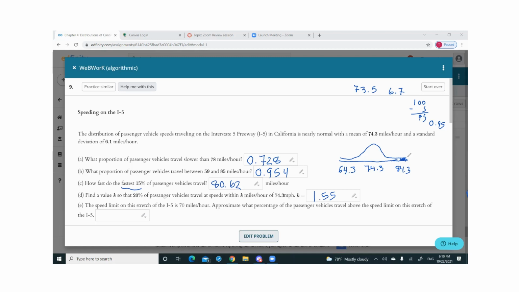Do you remember what you put in for your values for the inverse norm? I put 0.95. Oh, we're not using normal CDF, are we? No, we're using inverse norm. Ah, my mistake. Sorry.